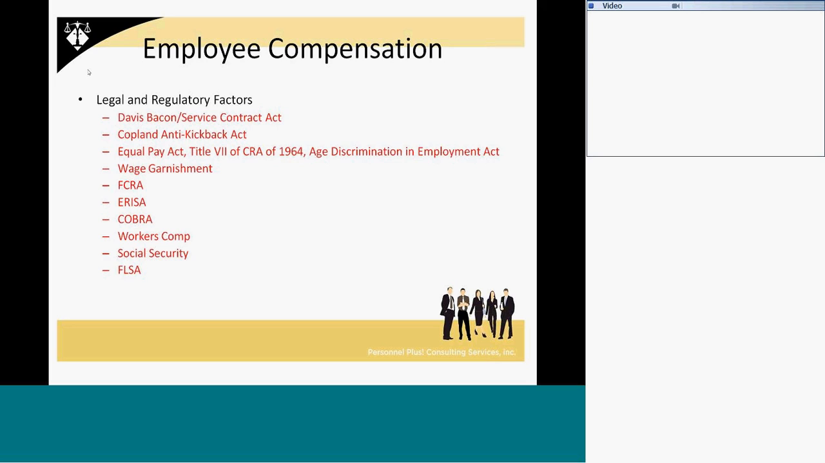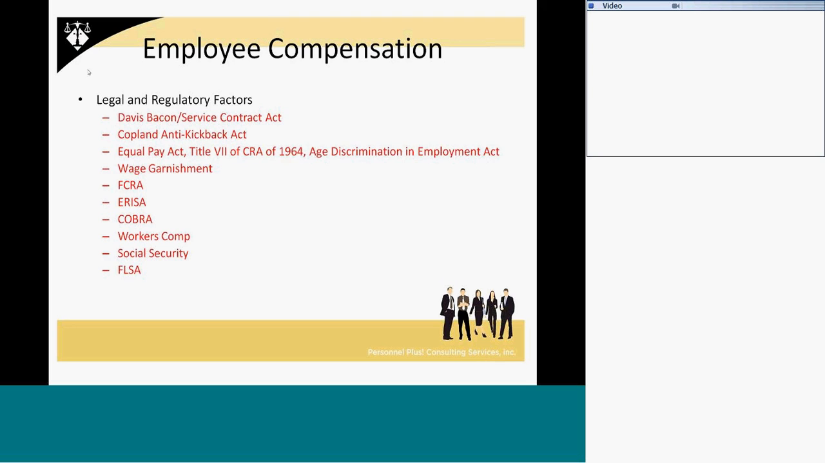federal government. The Copeland anti-kickback law has to do with competitive bidding and not colluding with another organization to set pay and benefits. Equal Pay Act, Title VII of the Civil Rights Act, again, that same group of non-discrimination laws say you can't pay people differently based on gender, based on race, based on other protected class bases.